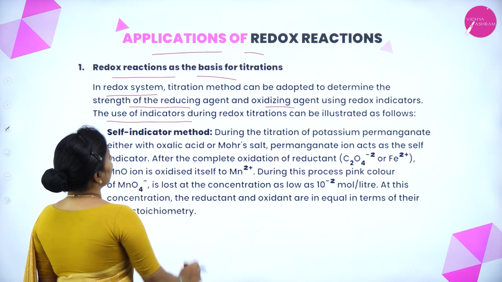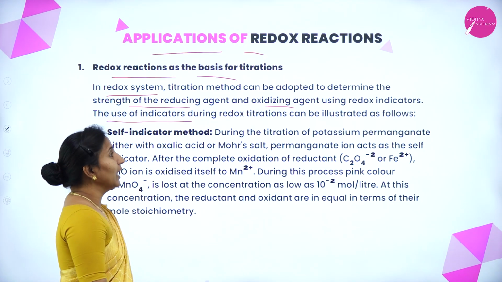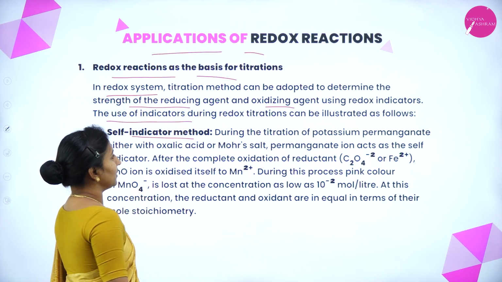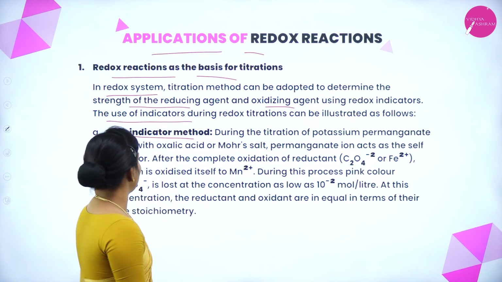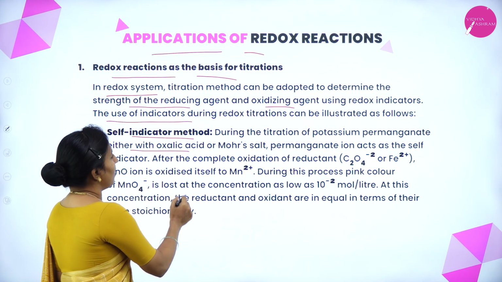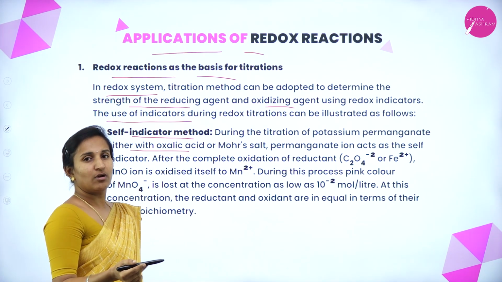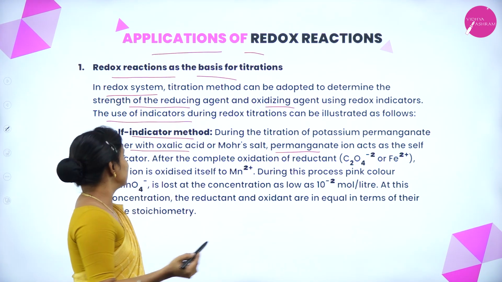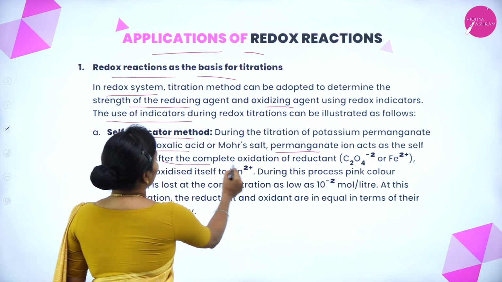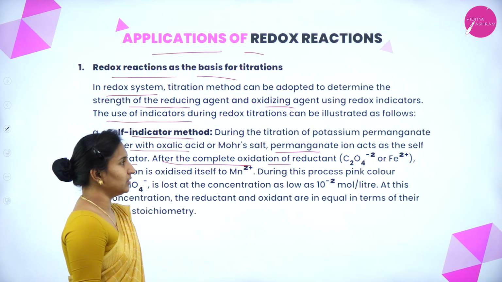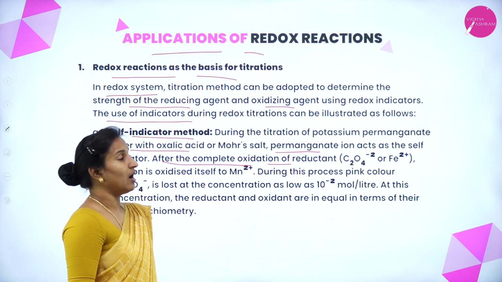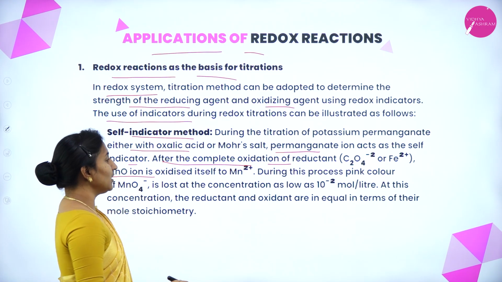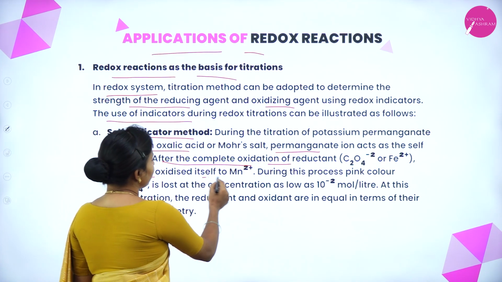The use of indicators during the titration can be illustrated as follows. Self-indicator method. During the titration of potassium permanganate with oxalic acid or Mohr's salt, that is ferrous ammonium sulfate salt, the permanganate ion acts as a self-indicator. After the complete oxidation of the reductant, oxalate ion or Fe2+ ion, the permanganate ion is itself reduced to manganese 2+.